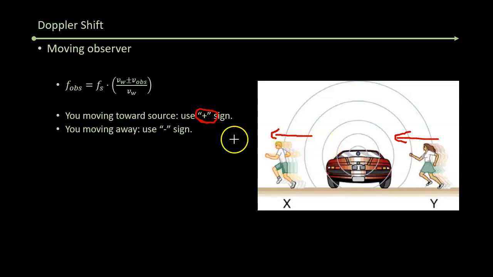If you're running away from the sound waves, they're having to catch up with you. The frequency is going down. That means you need this minus sign so that the numerator is smaller.